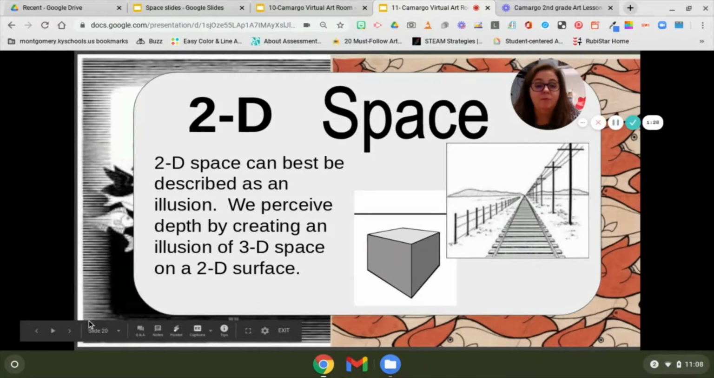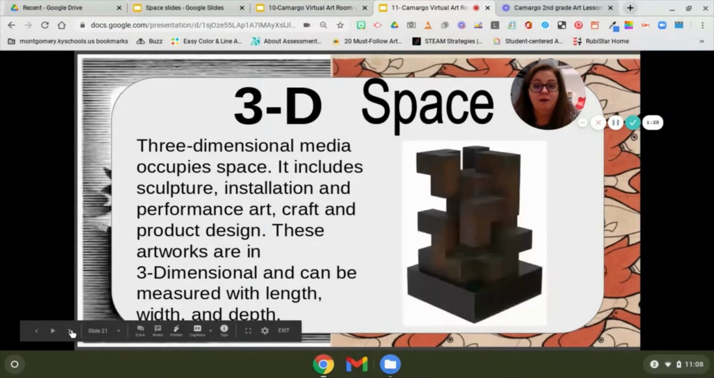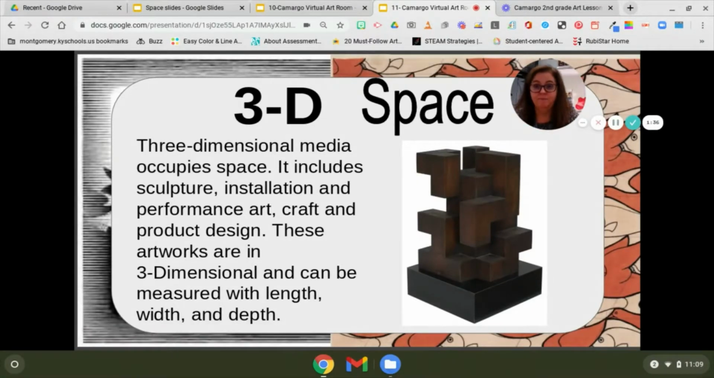When you are using 3D space, that is when you're creating things like sculptures. You're actually making something that takes up space in an area. So this sculpture takes up room because it has length, width, and depth. That means it has 3 dimensions. That's what 3D stands for. D stands for dimension or measurement. So 3-dimensional media, which is the materials, occupies space.